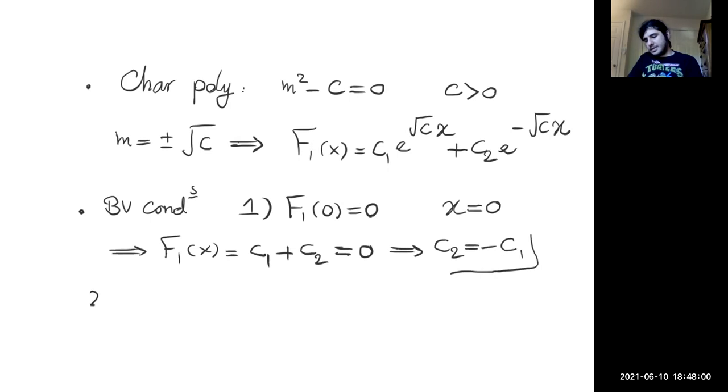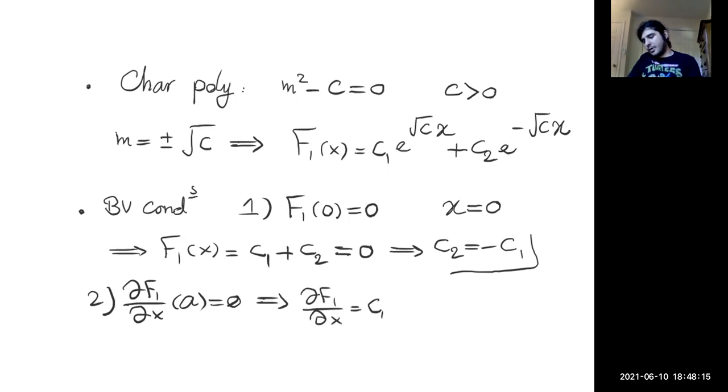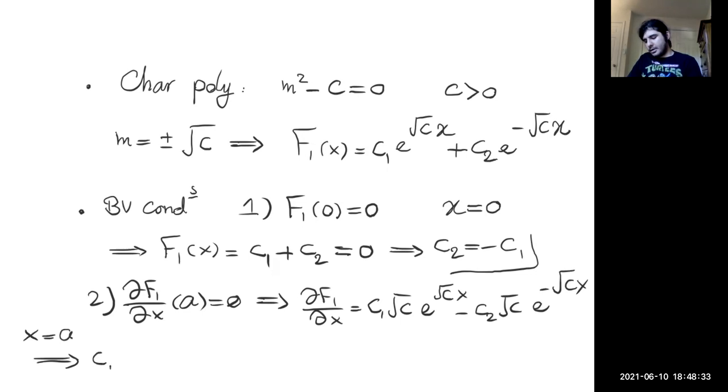Then the second condition was that the derivative of f1 with respect to x at a is equal to 0. Let's take the derivative of f. The derivative of f with respect to x is equal to C1 square root of C e to the square root of Cx minus C2 square root of C e to the minus square root of Cx. Substitute x by a. You see C1 square root of C e to the square root of Ca minus C2 square root of C e to the minus square root of Ca is equal to 0.